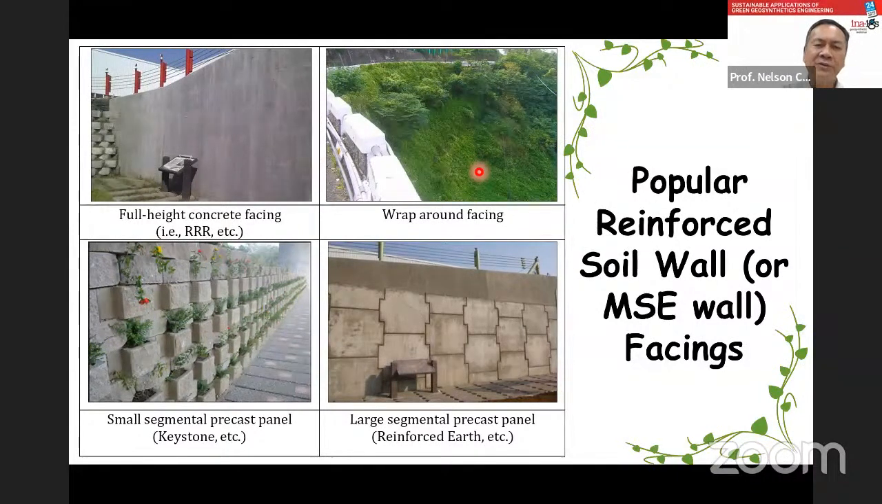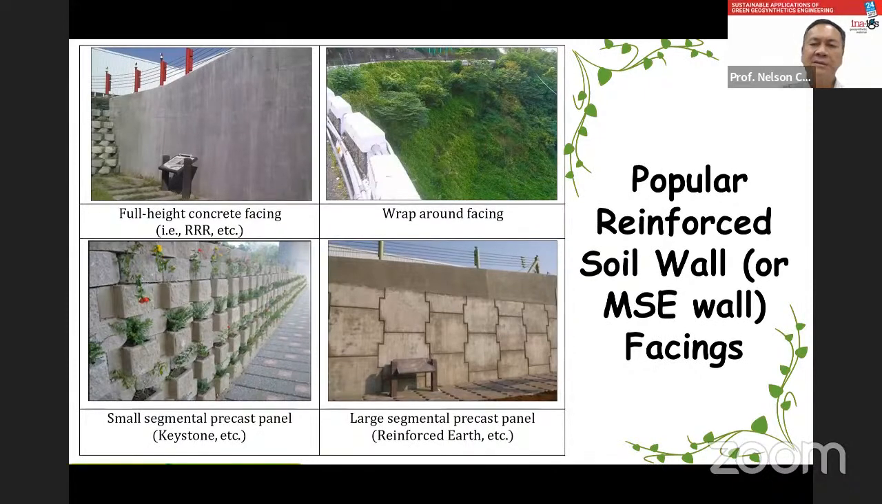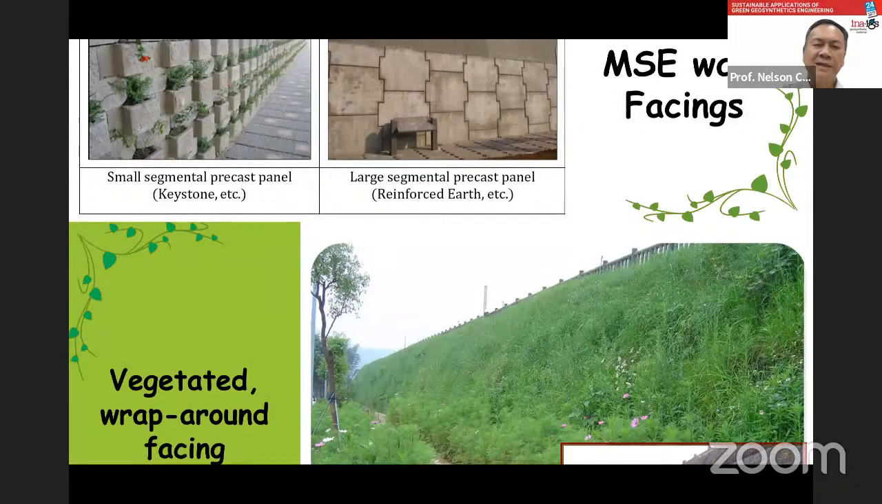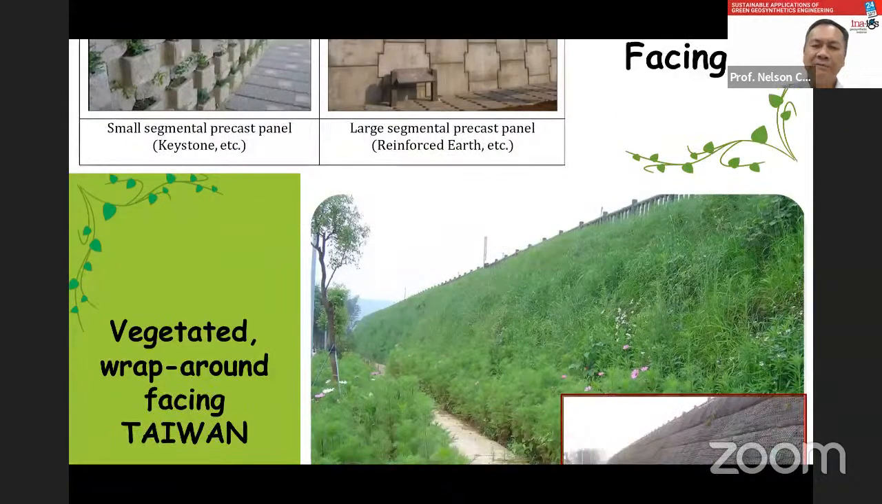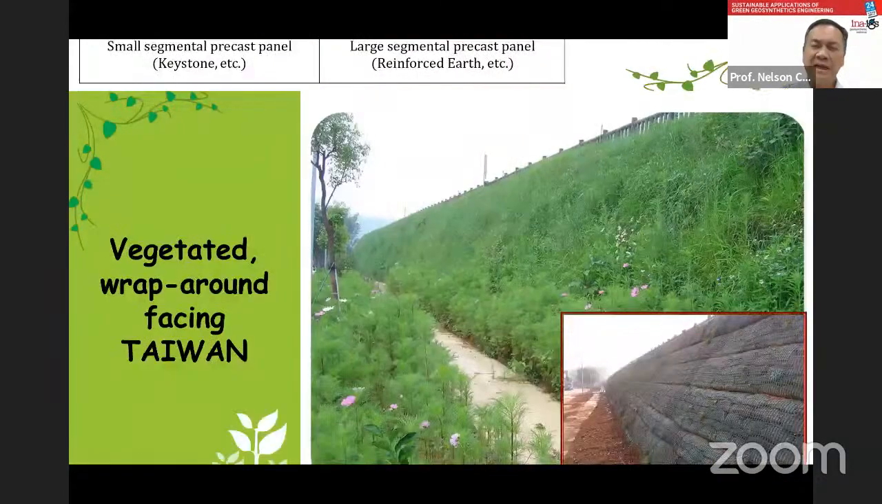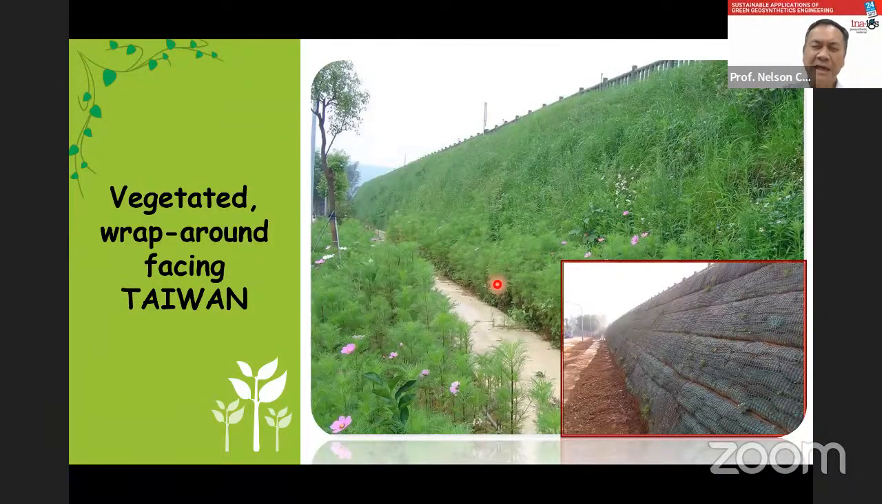And among those four, I myself prefer to use this one. It's not only cheaper without any facing, but also provides a green, ecological environment for vegetation as well as animals. So this is a typical vegetated wraparound facing reinforced soil wall, or GRS wall, in Taiwan. And you can also put some flowers if you want to.